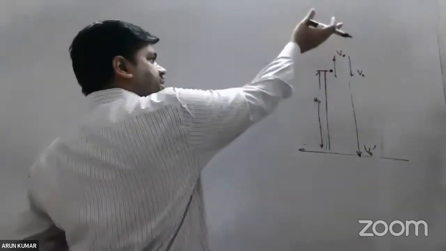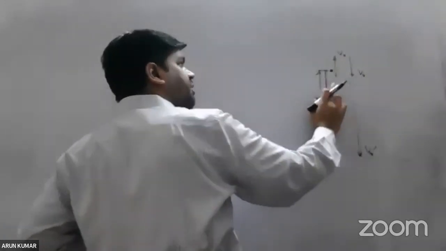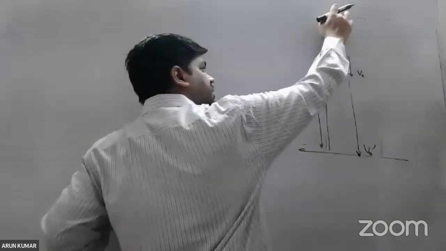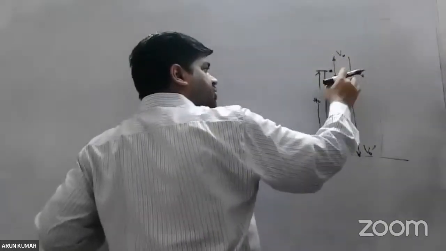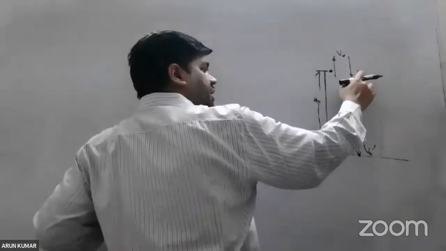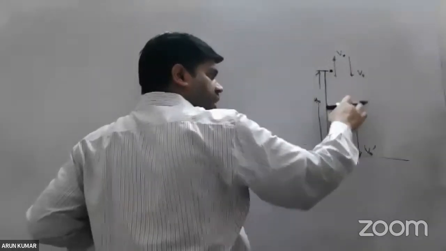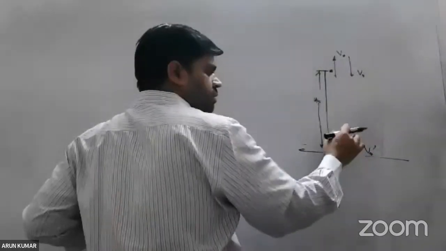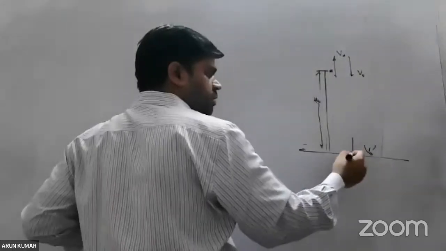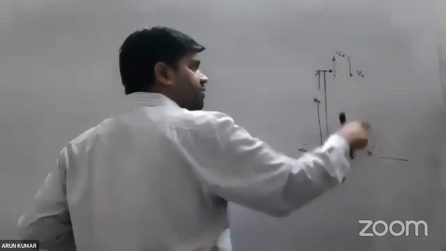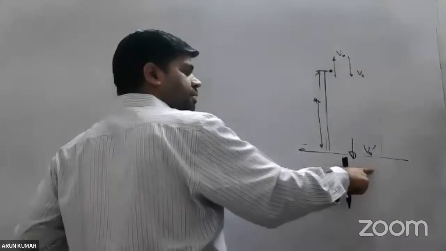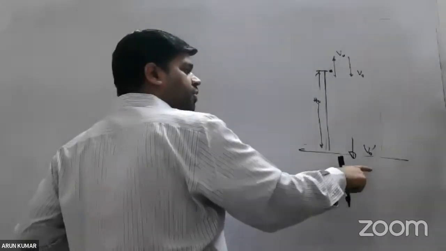See, the particle is projected like this. It goes up, stops here, returns to this point with velocity minus V0. It crosses this point and hits the ground here. When it hits the ground, its velocity is not V0. It is V0'. All right, or negative V0'.